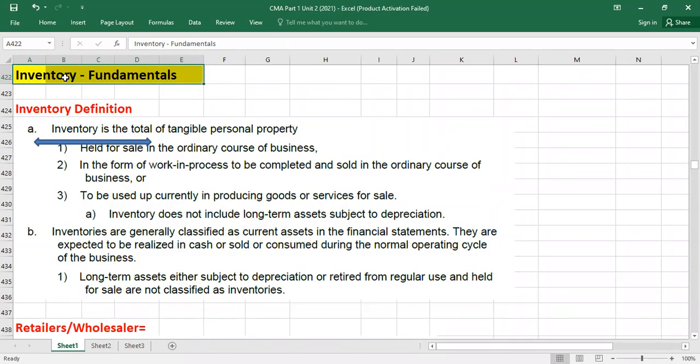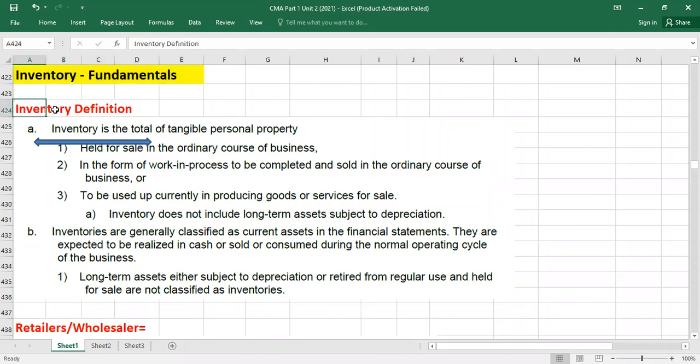Today we are going to talk about inventory fundamentals, and in this video I'm going to talk about how we can calculate the cost of inventory for a retailer and how we can calculate the cost of inventory for a manufacturing business, and we will also talk about the cost of goods sold and the perpetual inventory system and periodic inventory system. So here we go.